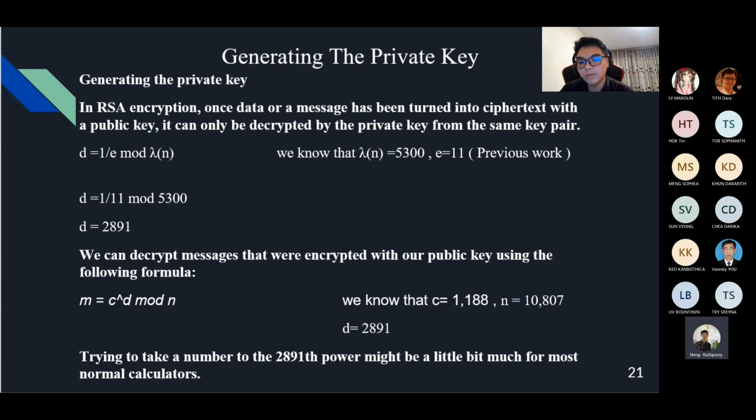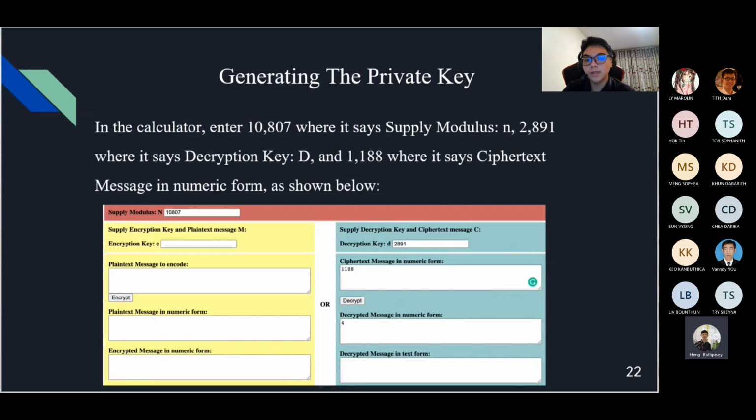As we know, C is equal to 1,188 and N is equal to 10,807. But trying to take a number to the power of 2,891 is a bit too much for a normal calculator. Instead, we will be using an RSA Express encryption or decryption calculator to calculate the decryption and encryption.